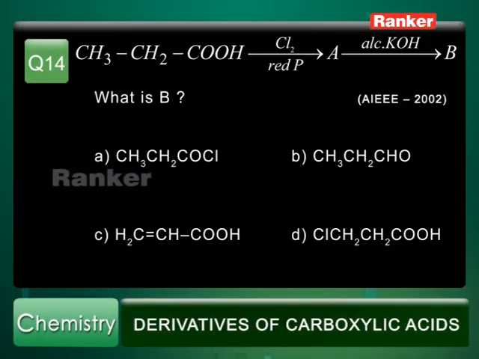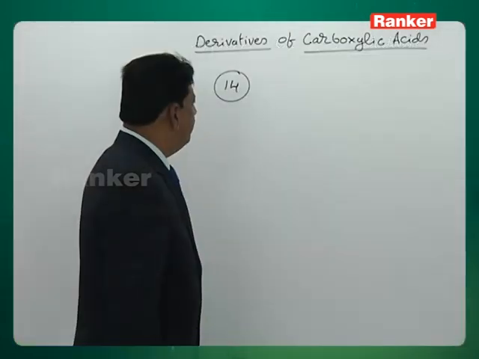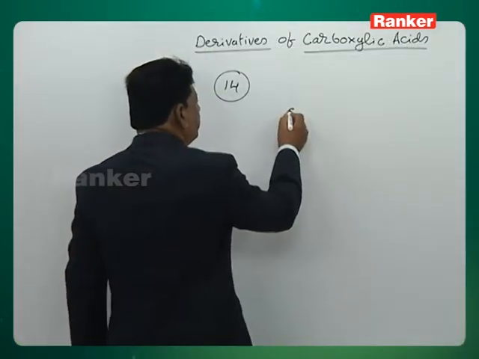Propanoic acid treated with chlorine and red phosphorus, A is formed. A on reaction with alcoholic KOH, compound B is formed. What is B? This was asked in the IIT-JEE in 2002, and the options are given. Option A is propanoyl chloride, option B is propanaldehyde, option C is an alpha beta unsaturated acid, option D is a beta chlorocarboxylic acid.